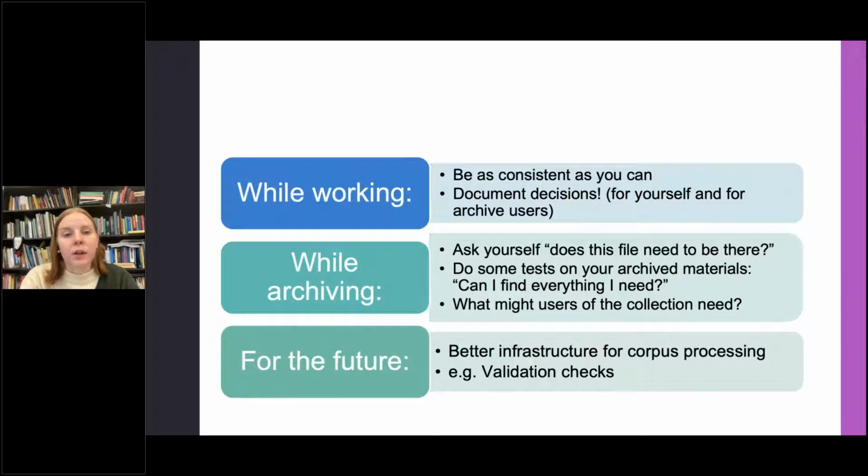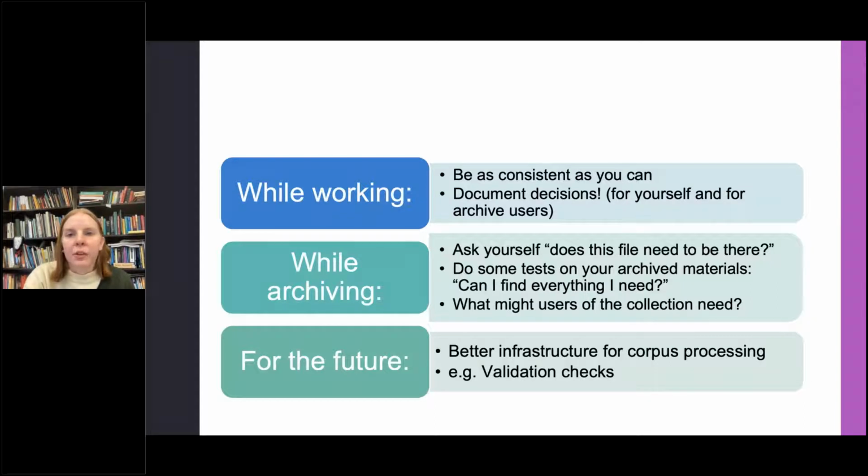And do some tests on your archive material. Pretend that you don't know about the structure and see if you can find everything that you need. See if things are pretty straightforwardly organized, keeping in mind the users of a collection. And for the future, we also would like to see better infrastructure for corpus processing, such as validation checks, so that there can be some sort of automated way to check all of your files, make sure everything is usable and things don't get corrupted and things like that.